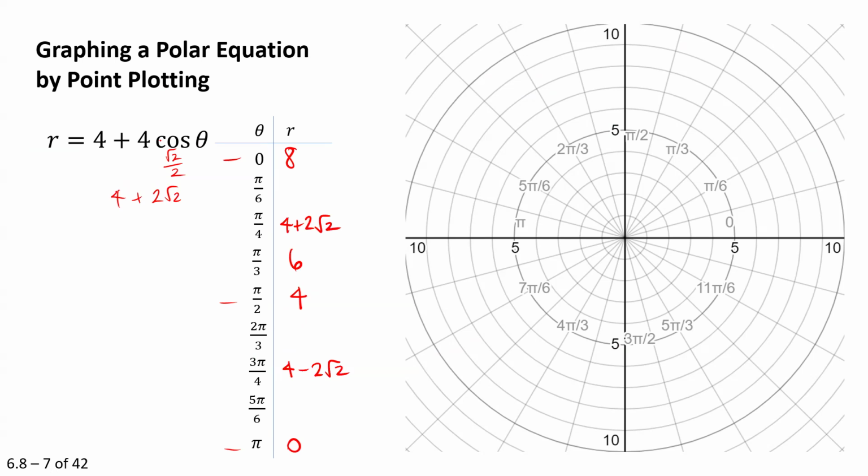Cosine of 2 pi over 3 is negative 1/2, which when multiplied by 4 gives us negative 2. So 4 plus negative 2 is just 2. Cosine of pi over 6 is square root of 3 over 2, which when multiplied by 4 gives us 2 radical 3. So this is going to be 4 plus 2 radical 3. And in the same way, everything's just going to be negative in the second quadrant. So this will be 4 minus 2 radical 3 here.